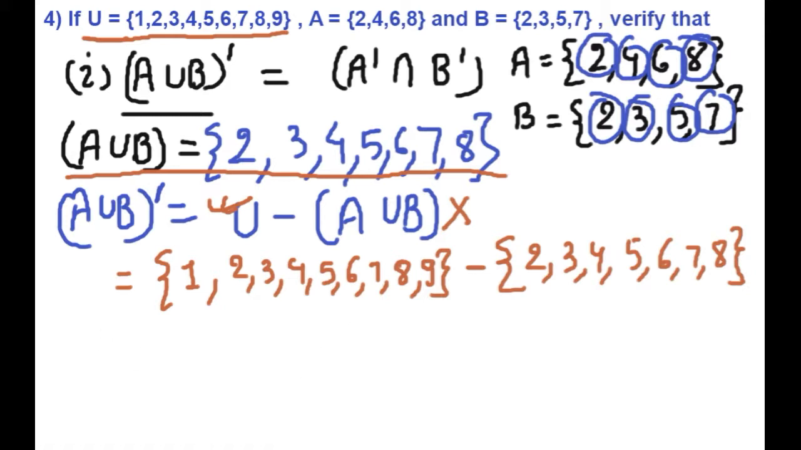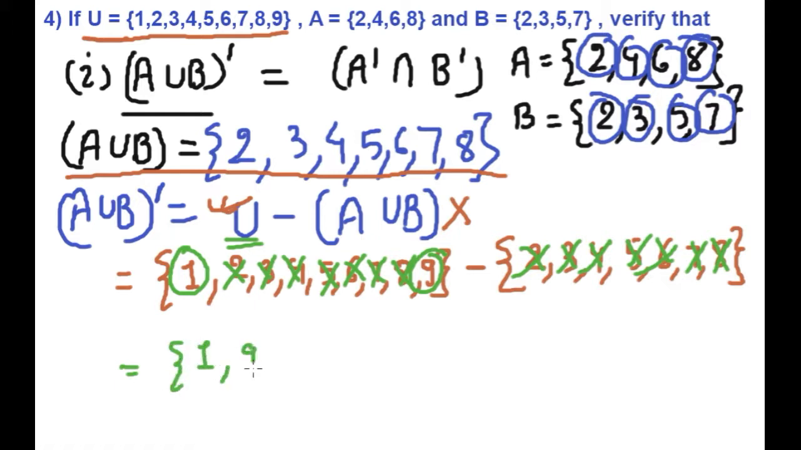Now we will find the elements which are only present in the universal set. So 1 is only in universal set, 2 is in both sets, 3 is in both, 4 is in both, 5 is in both, 6 is in both, 7 is in both, 8 is in both, 9 is present only in universal set. So 1 and 9, these are the two elements of (A union B) complement. Now come to the right side, A complement intersection B complement.